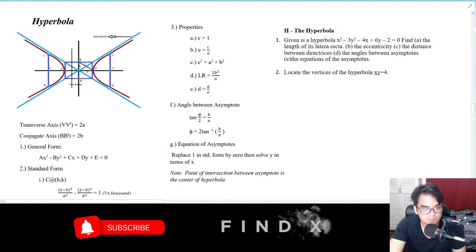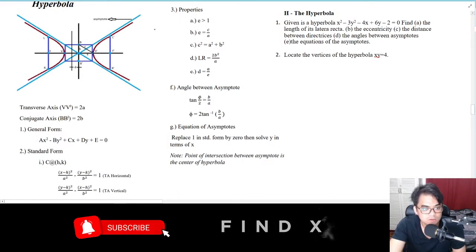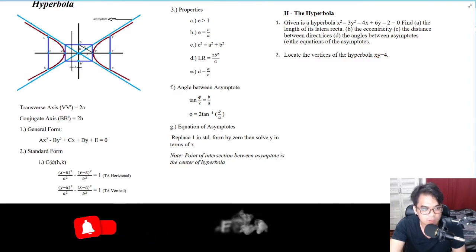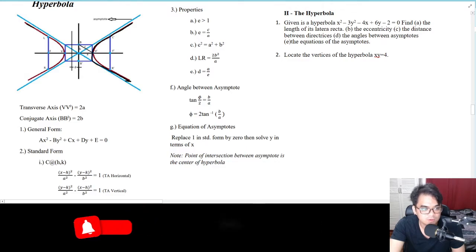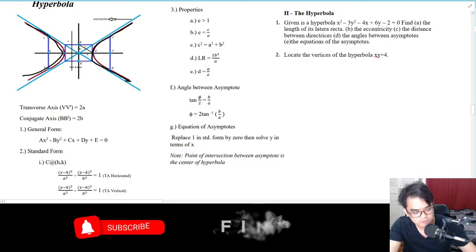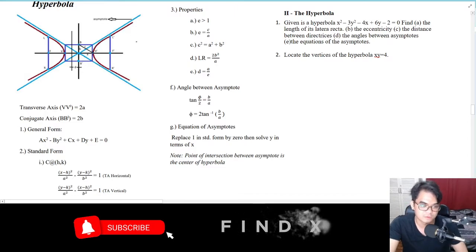Okay, so we have the next topic, which is the hyperbola. I already have here a graph of the hyperbola. The hyperbola is the red line. Okay, this one. Right, so this one and this one. Those are the hyperbola.